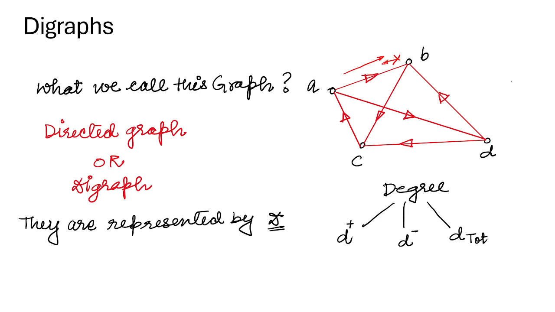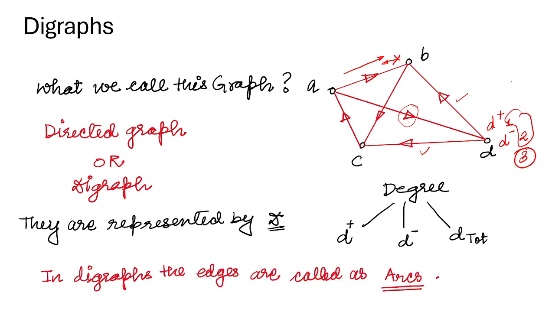So if we look at this particular vertex D, this is going out, this is going out, this is also going out, but this is coming in. So what is the in degree for this? It is 1. What is the out degree? It is 2. And what is the total degree? The sum of these, that is 3. In this way degrees are evaluated for any particular vertex. In digraphs the edges are called arcs. This I have told you.